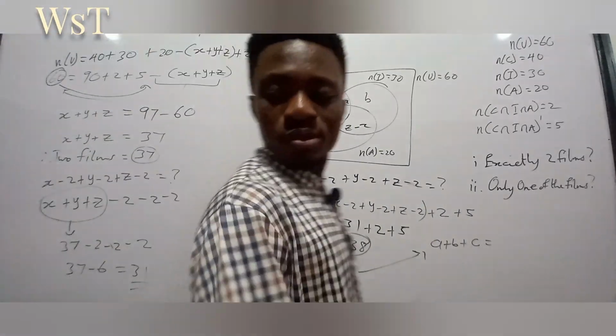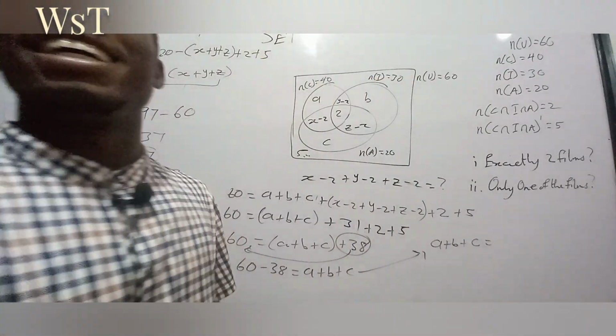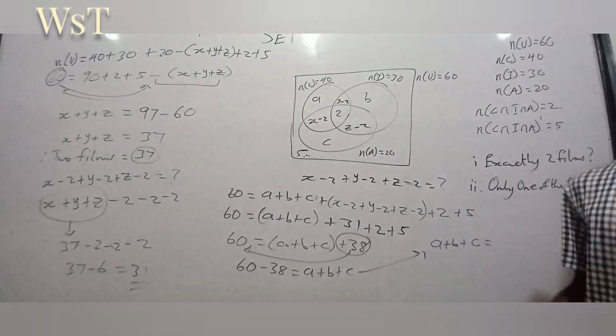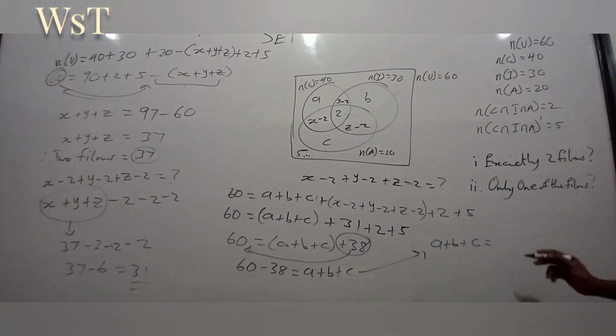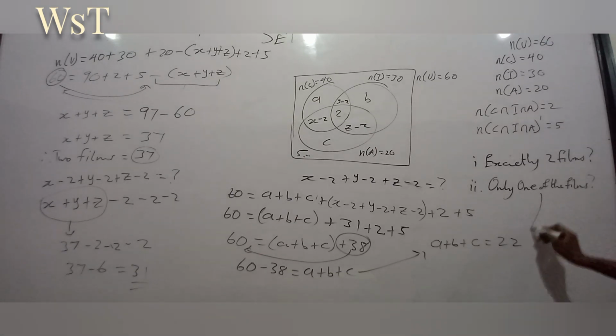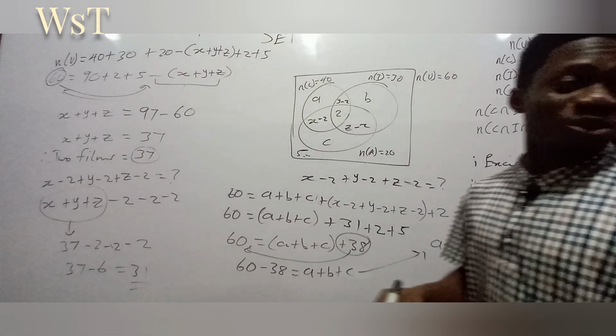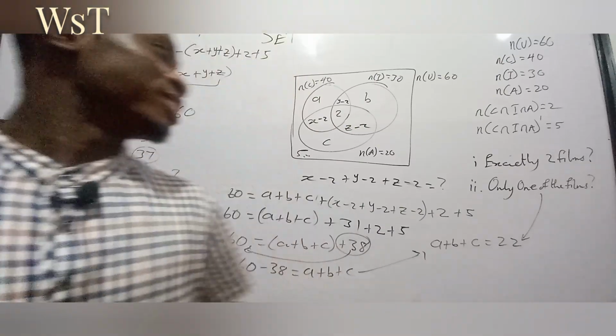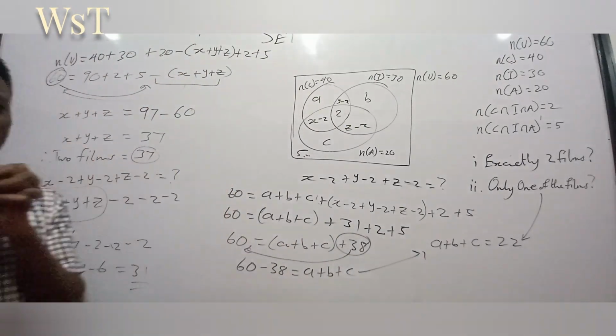Use a calculator. Where's your calculator? It's 22. Is it 22? Try it and let me see. So therefore, only one subject is 22. Is it 22? Okay. So this is the end of the series.